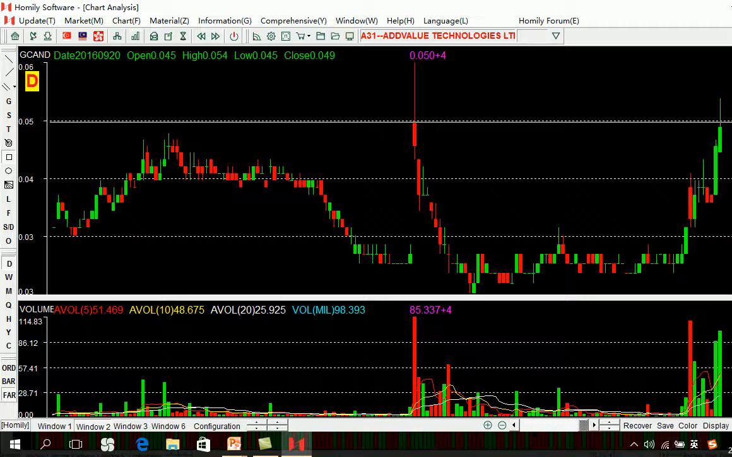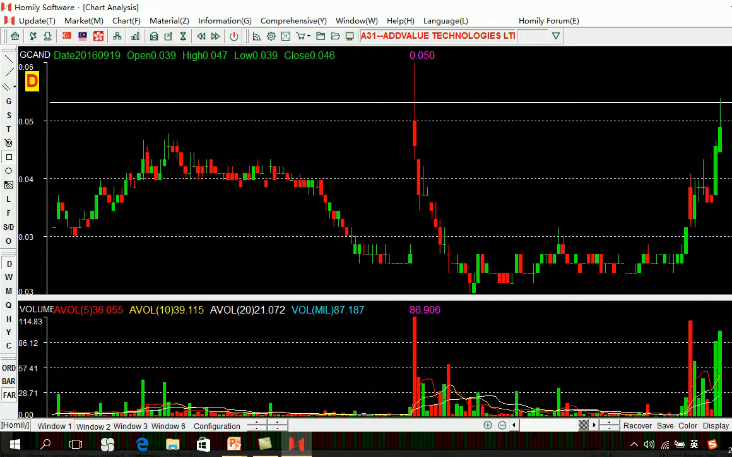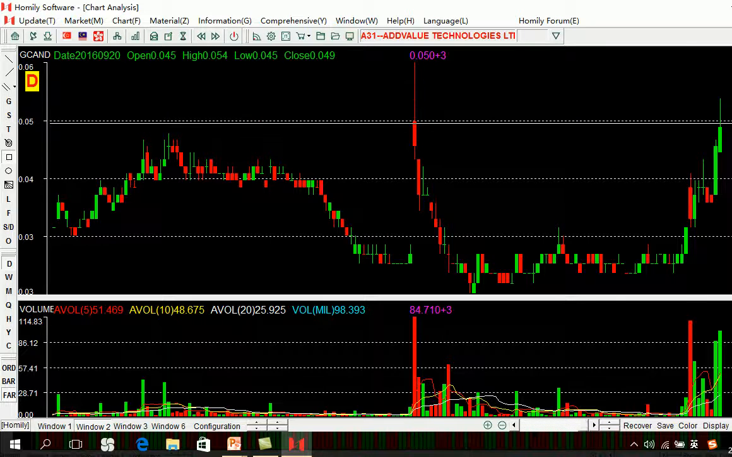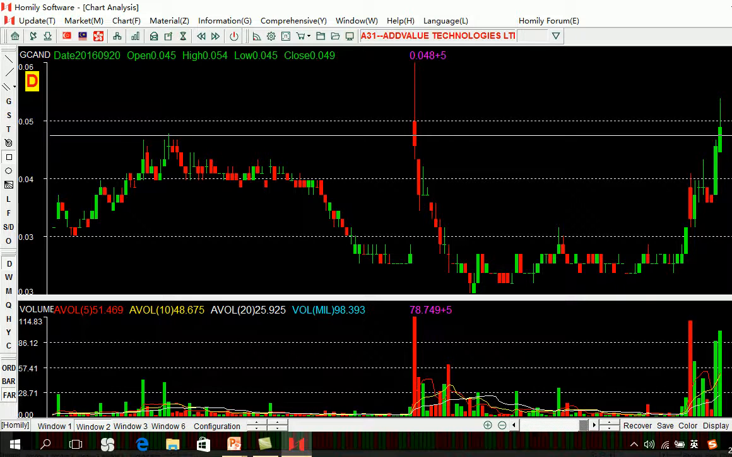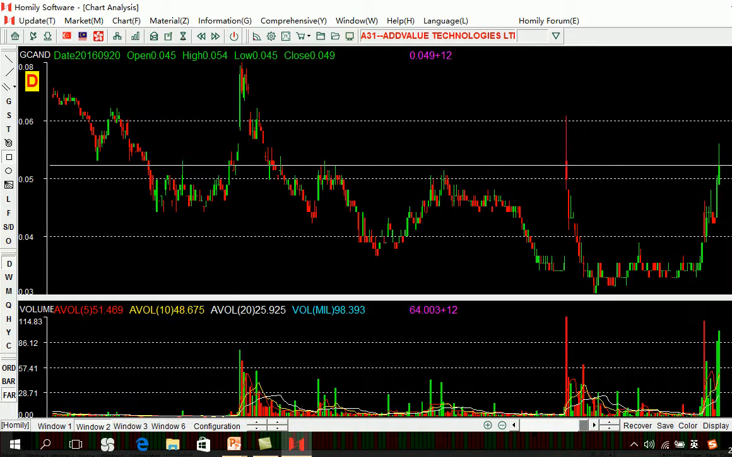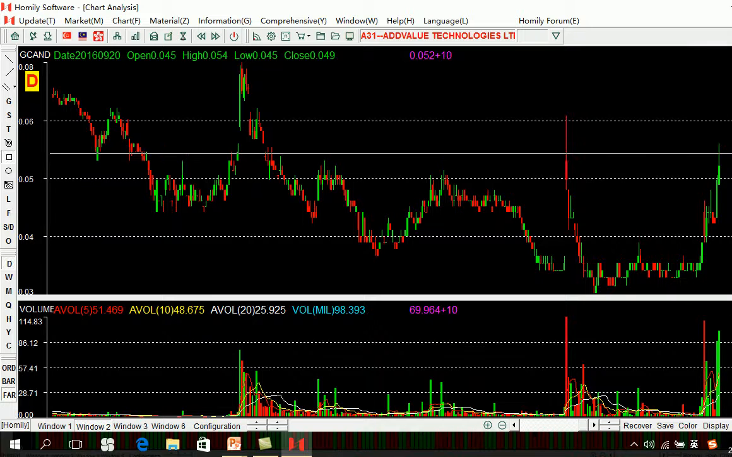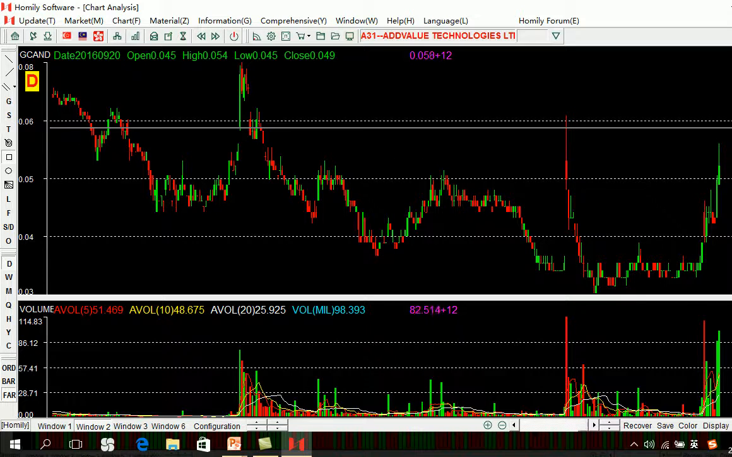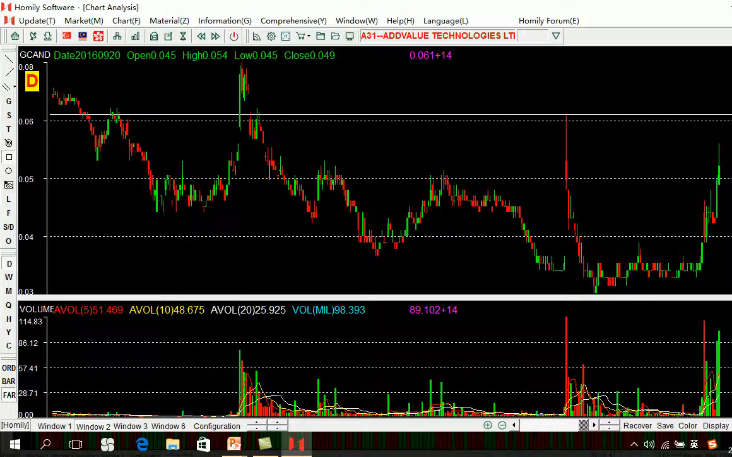So when to buy, when to sell? If the price can go up again, maybe you have a chance to catch some short-term opportunity. If the price cannot break through, maybe there will be some correction. If the price has some correction, maybe you can buy. If the price can break upward through, you can also buy. If you buy this stock, where is the next support, and where is the next resistance? Maybe around here is the next resistance. If you still hold this stock, you should pay more attention to the first resistance, 0.05. The next resistance is 0.06. So this is the stock.